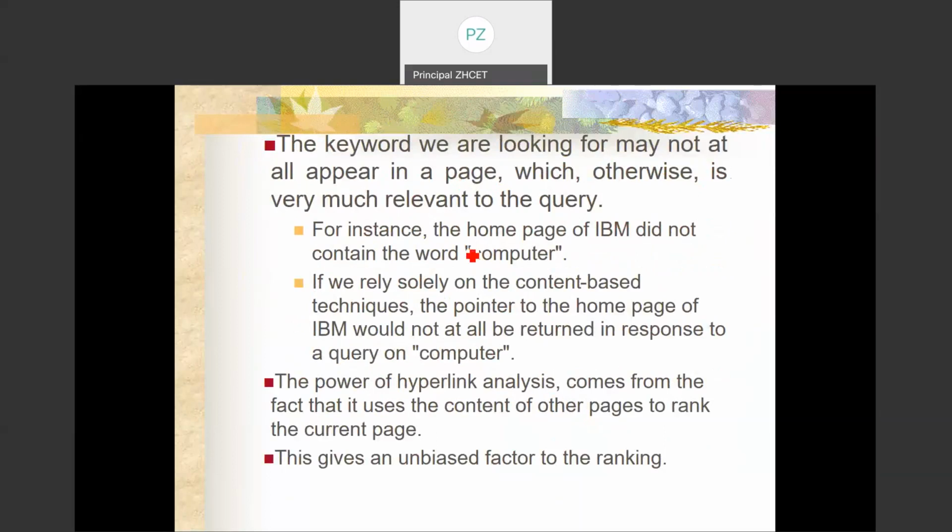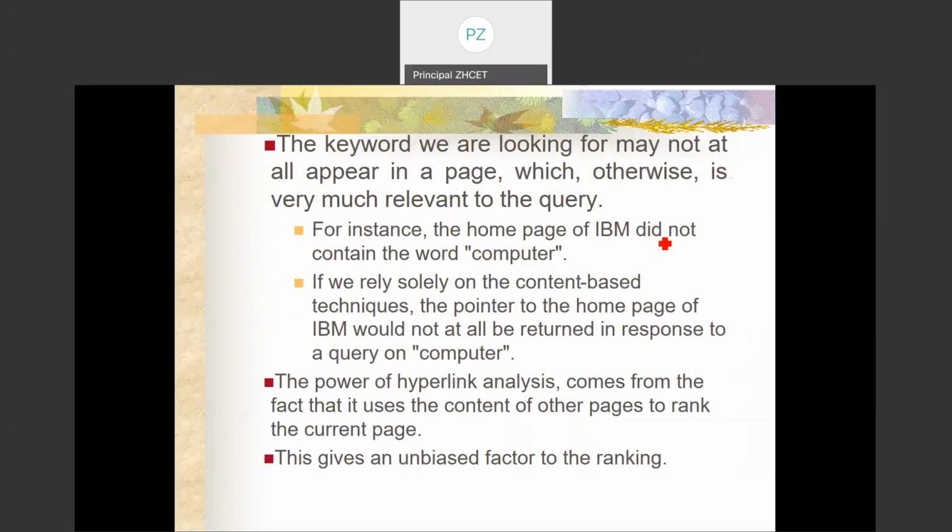For instance, the homepage of IBM. IBM homepage was talking about higher end technologies like RAID, like 5G, like IoT. They found it too trivial to mention the word computer on their homepage.